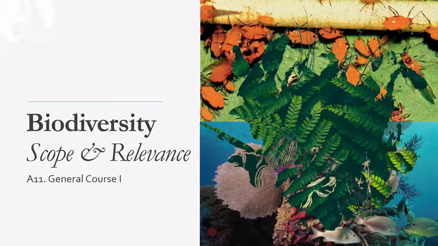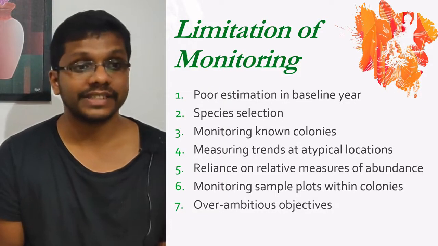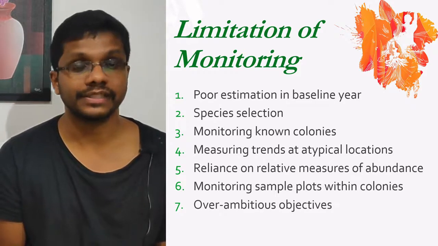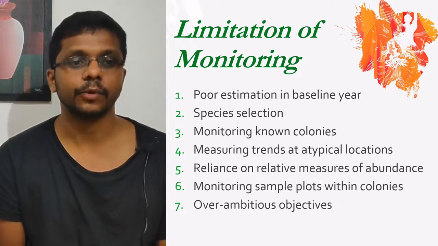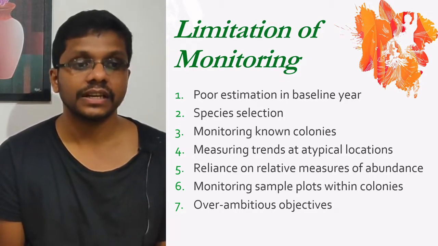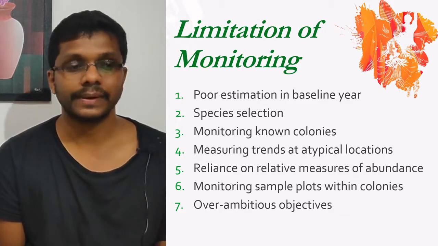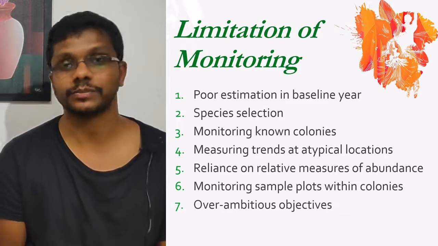Hi, in this video I am going to talk about limitations of biodiversity monitoring programs. Here I have listed 7 different main limitations of biodiversity monitoring: poor estimation baseline, species selection, monitoring non-colonies, measuring trends at atypical locations, reliance on relative measures of abundance, monitoring sample plots within colonies, over-ambitious objectives.